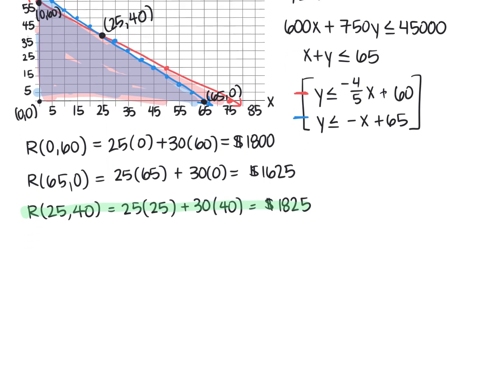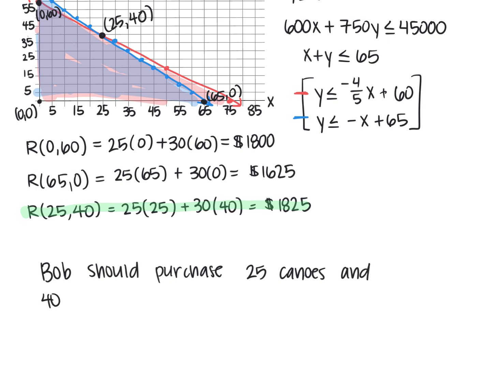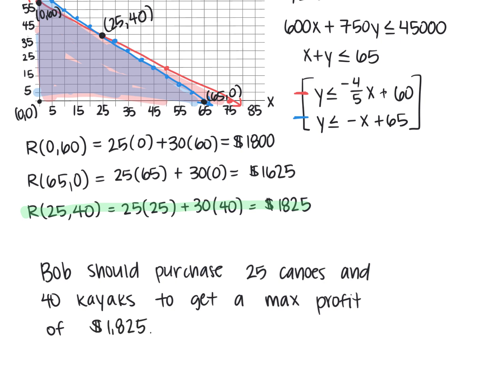So we can say that Bob should purchase 25 canoes and 40 kayaks to get a max profit of $1,825.